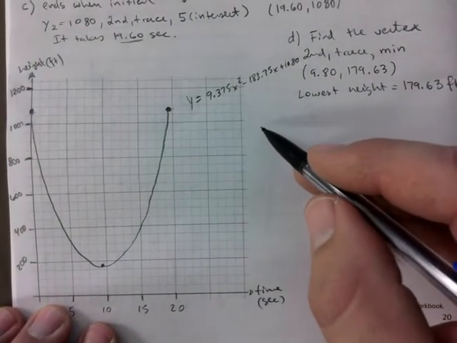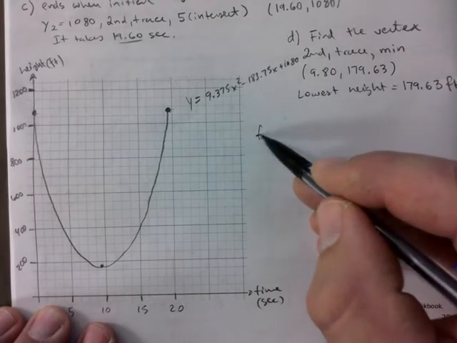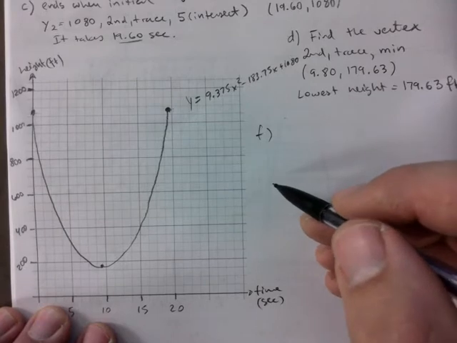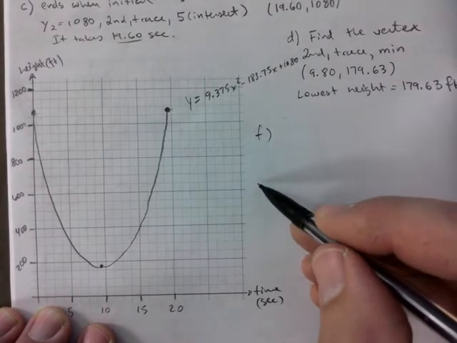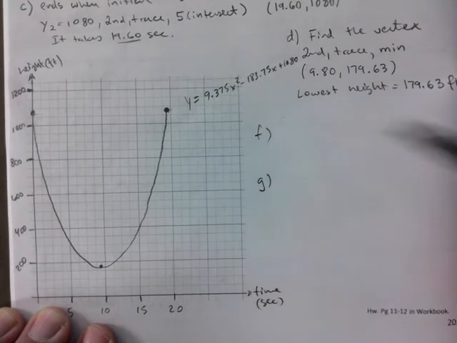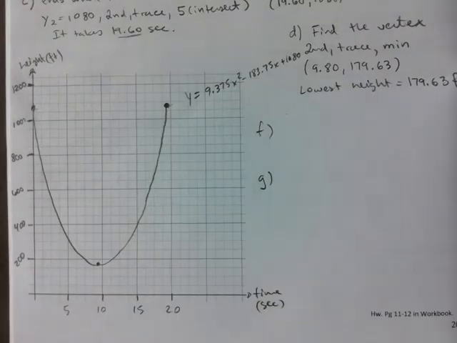Okay, let's do F and G, and that'll be it for today. I actually want you to come up with F. I want you to take a moment and come up with the domain and range in this situation. You should be able to get this right. Okay, I'll just pause it for a bit.